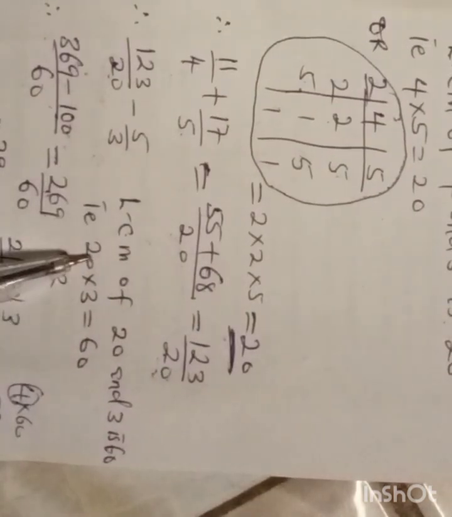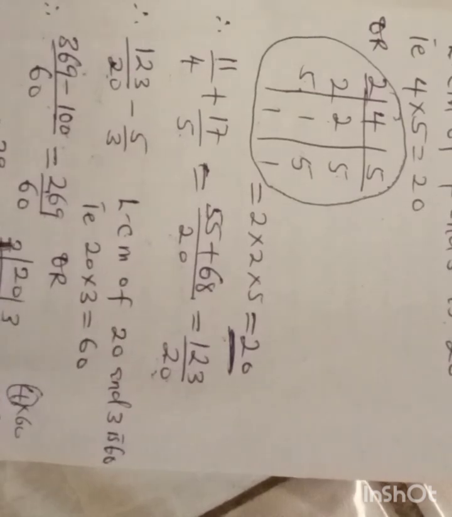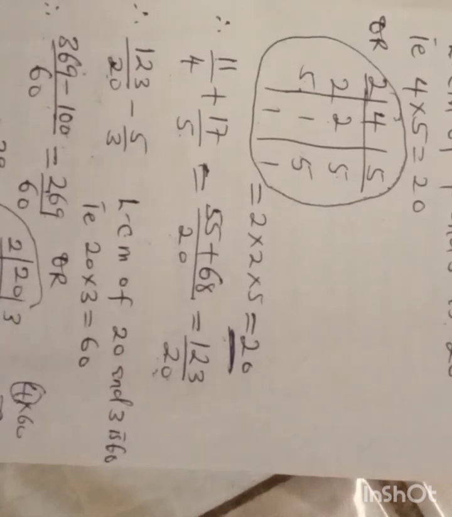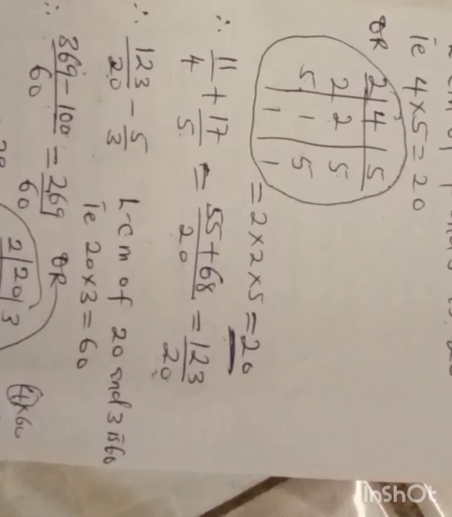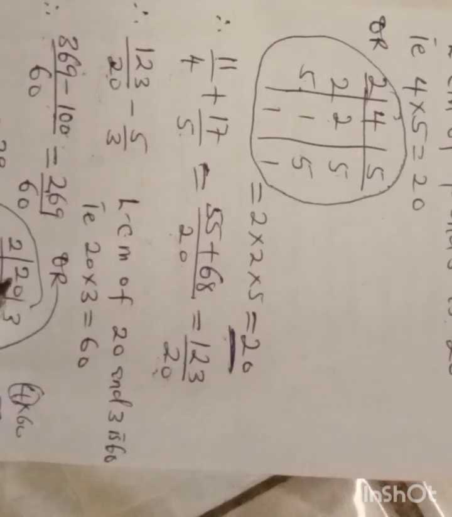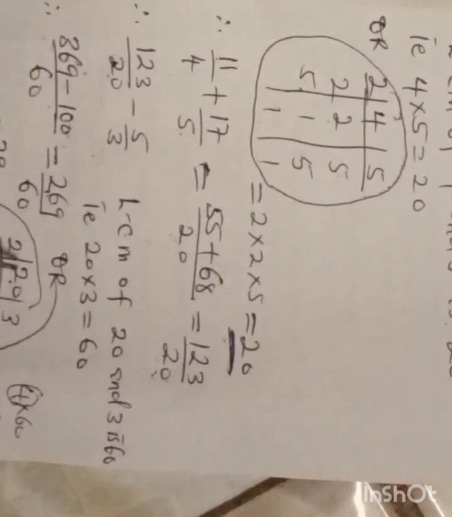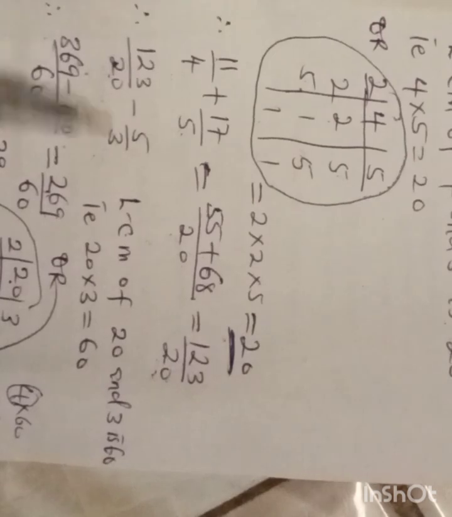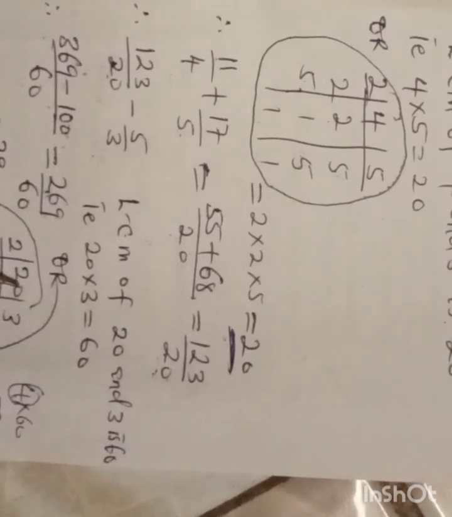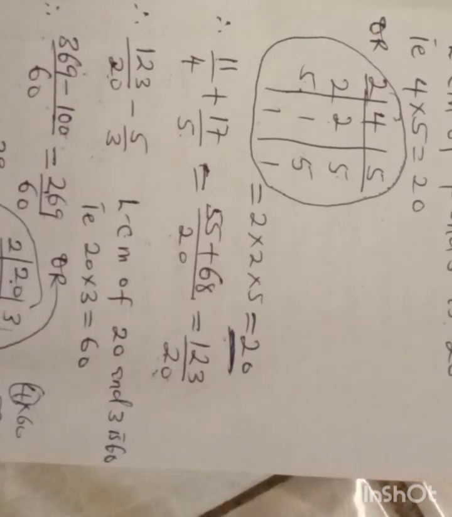I told you that you can multiply them, but I don't like multiplying. I like using this pattern. It is very simple: you draw a table and put 20 and 3, the two denominators, here. 2 goes into 20, gives 10. 2 goes into 3? It cannot, bring 3 back. 2 goes into 10, gives 5. 2 goes into 3? It cannot, bring 3 back.